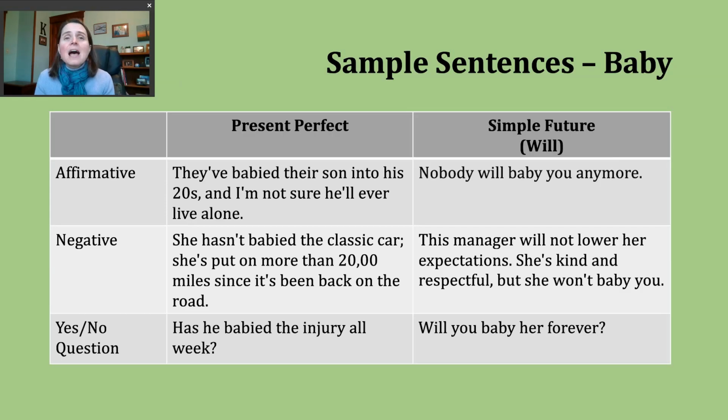But the nice thing about making sentences in the simple future with will is that our pattern stays the same no matter what your subject is. So in the affirmative, you'll see a subject, you'll see will, and then you'll see the base verb.